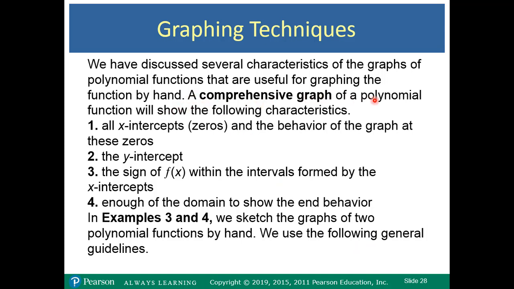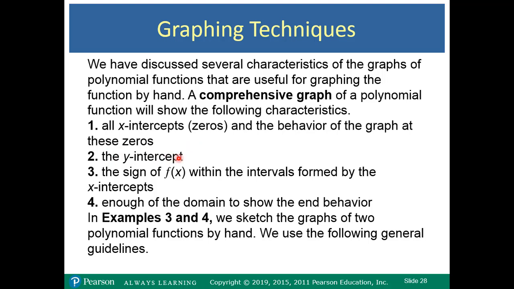A comprehensive graph of a polynomial function will show the following characteristics. We're going to want all x-intercepts, all the zeros, and the behavior of the graph at each one of these zeros. That's where the zeros are going to come in, to find the x-intercepts. And then, do they bounce at the zeros or do they cross at the zeros? That's where the multiplicity is going to help us.